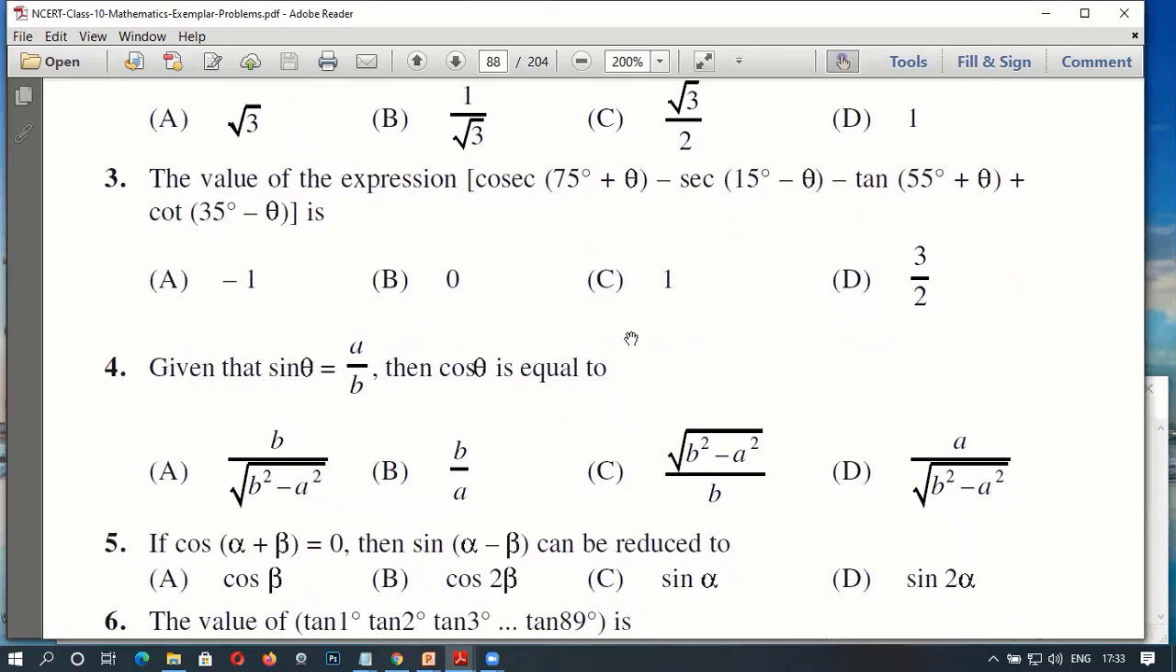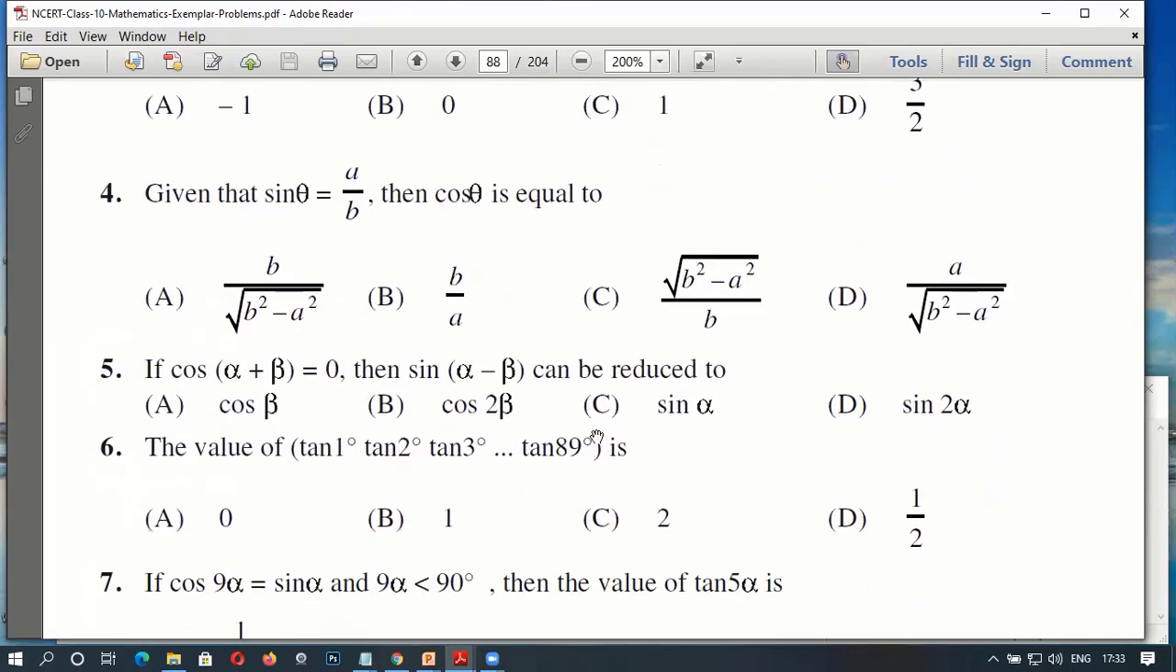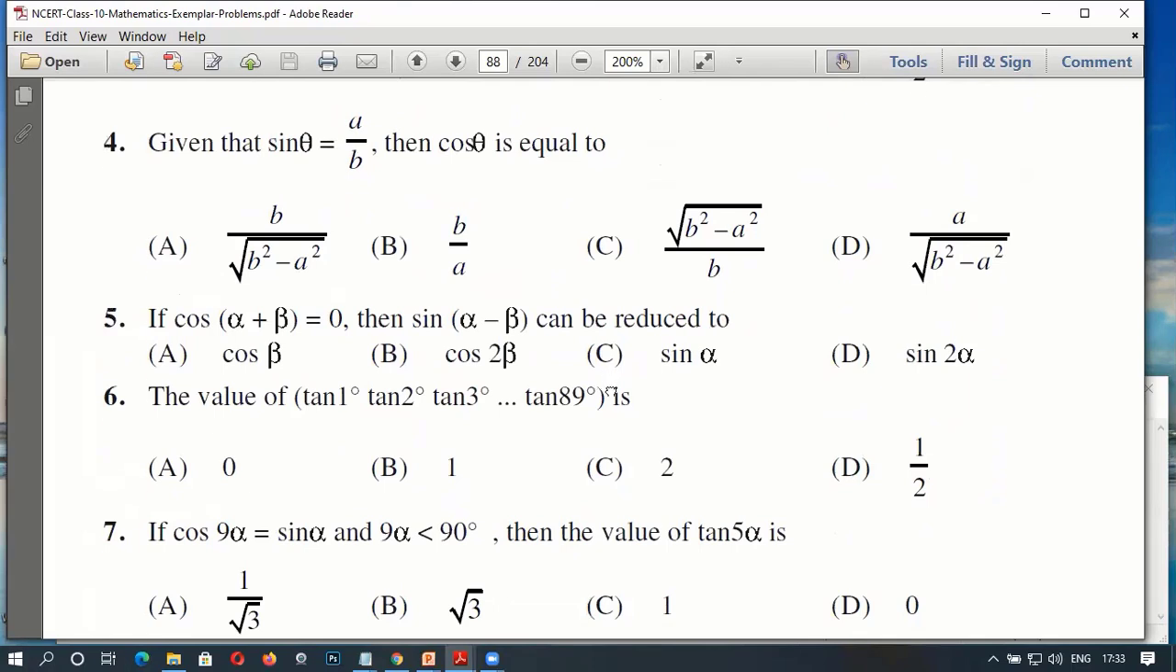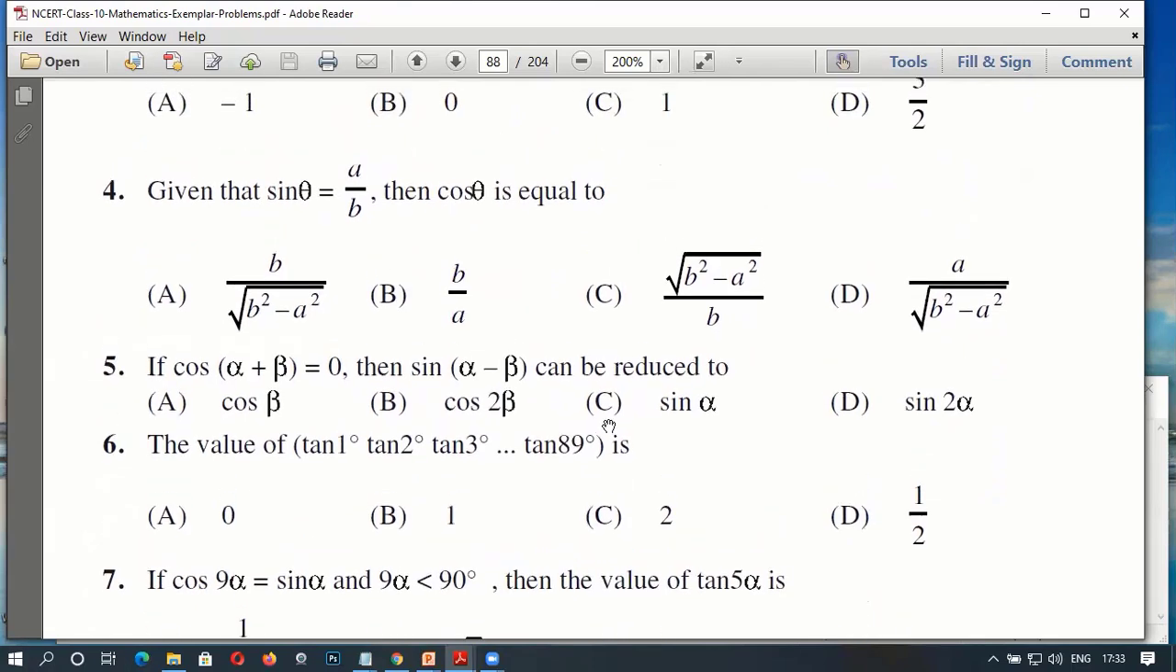The third one, value of the expression, we will do later because I'll explain you sine of 90 plus theta, 90 minus theta, cosec. You can do that. What about question 4th? Sine theta is A by B, what is cos theta?